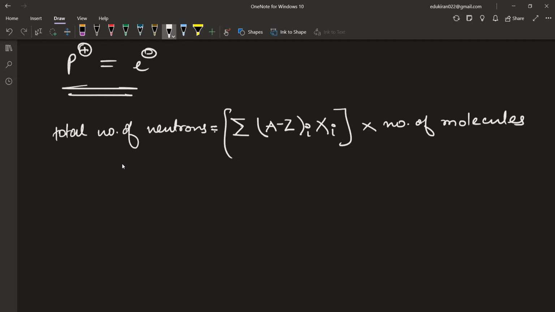Now for water we have hydrogen, H2O. In this case, hydrogen has an atomic mass of how much? Tell me guys, what is the atomic mass of hydrogen? 1. Atomic mass is also 1. The atomic number is also 1.